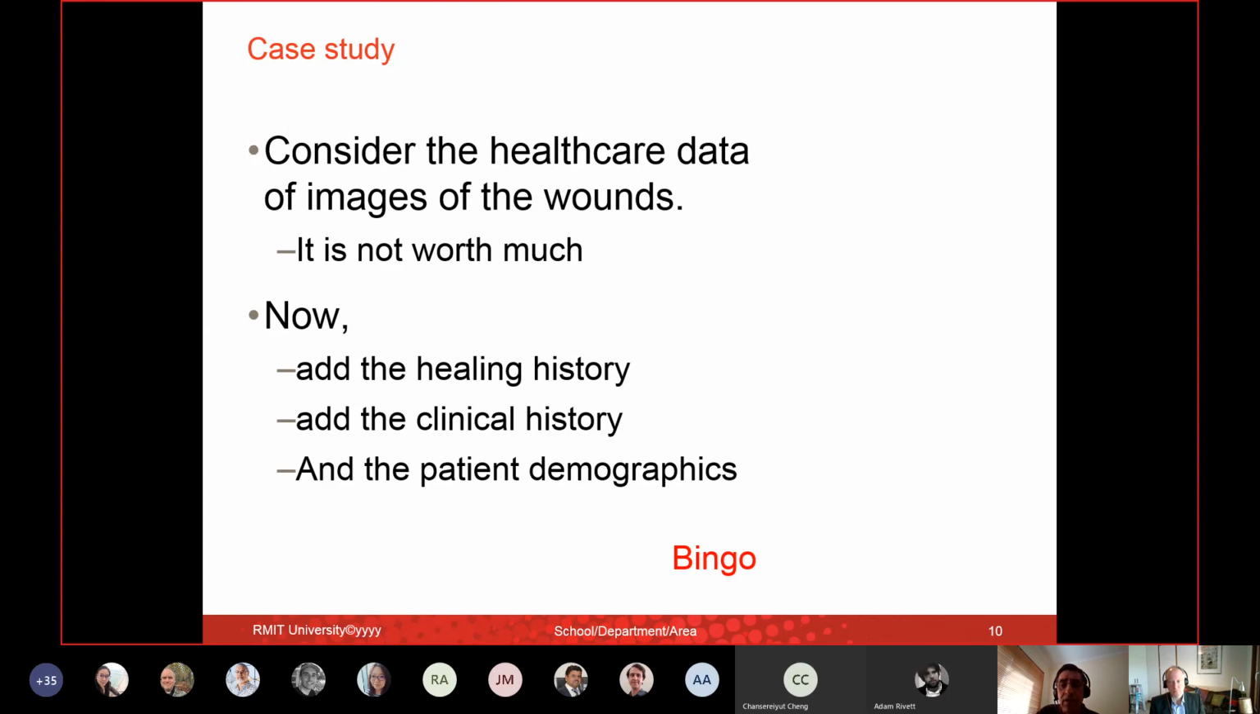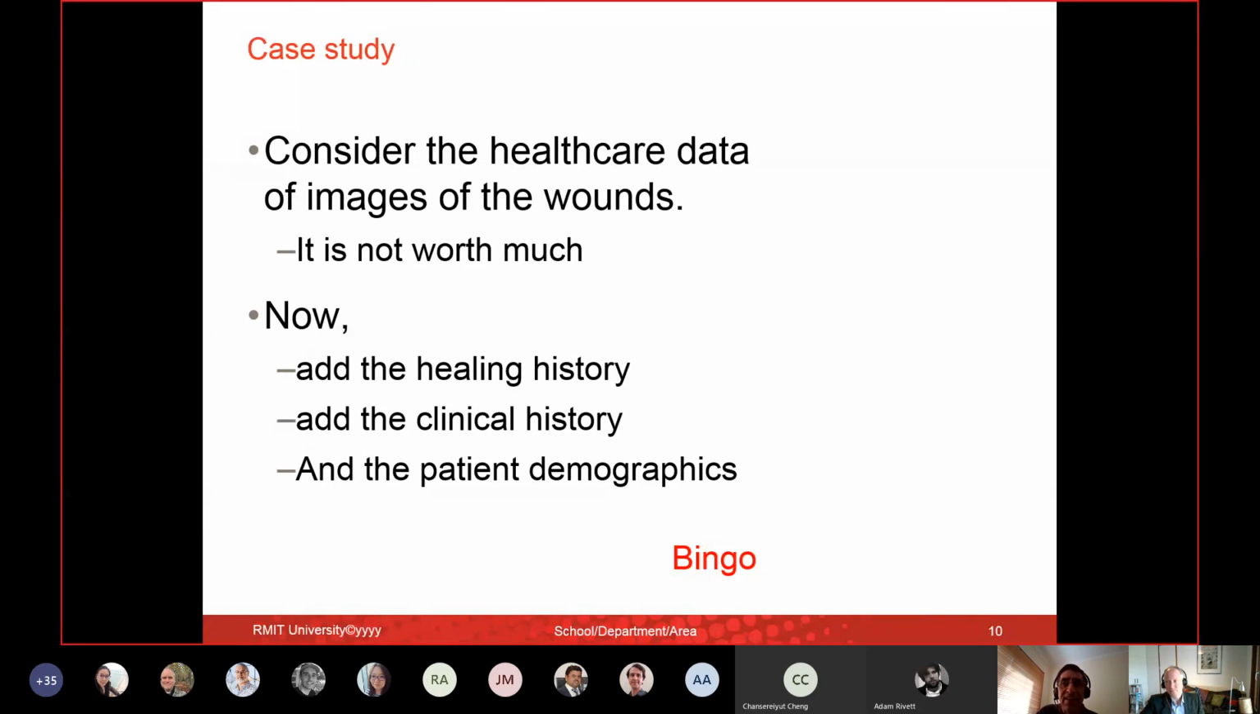It is using hyperspectral imaging, and it's a lot of data there. Nothing compared to what Andrew is doing, but still, it ends up in terabytes. But if you just take the images, no one's gonna give you anything for it. It's not useful. You can't even publish it. But now add to this information, such as what happened to the wound, how did it heal, what was the clinical history of the patient, maybe the patient demographics, and then bingo, you got a winner.